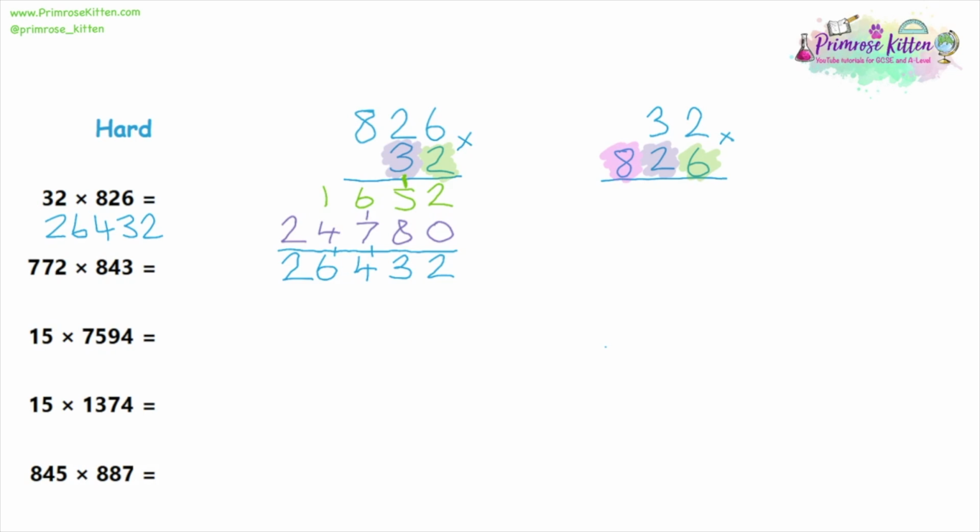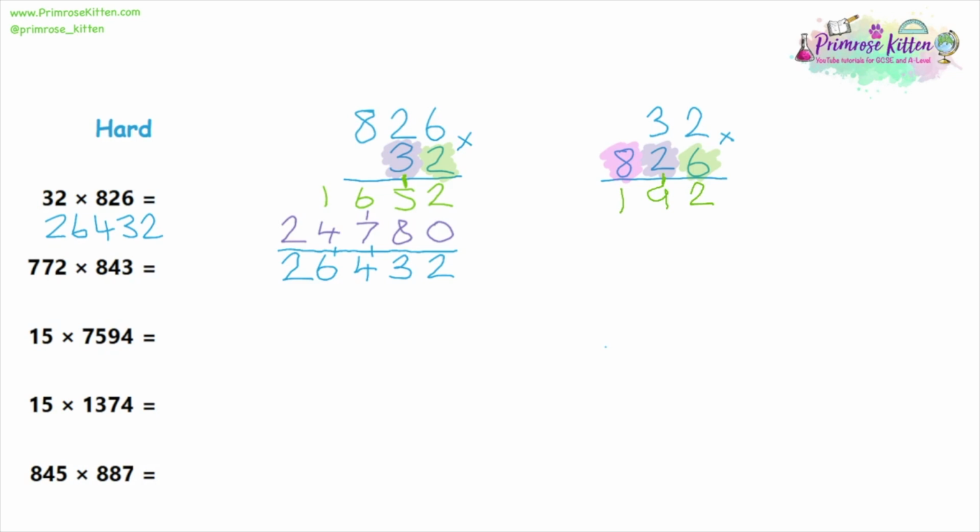Now, I've been telling you to put the largest number on top, but let's have a look at what happens if we don't do that with the same calculation. So, we're going to start off multiplying by the units. We have 6. 6 times 2 is 12. Carry the 1. And then 6 times 3 is 18, plus the 1 we carried is 19.